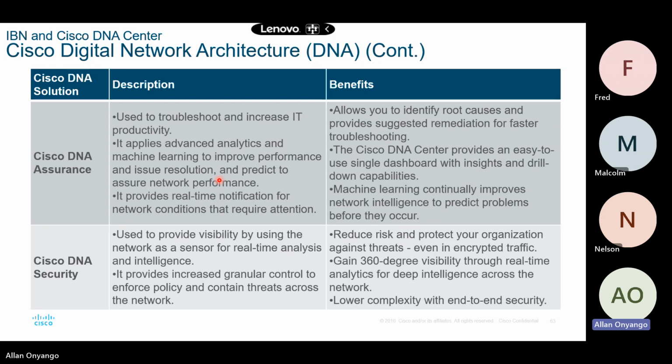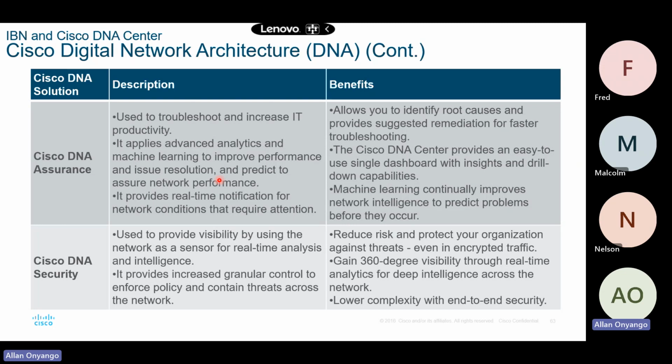And the machine learning will continuously improve the network intelligence and predict some of your network problems before they actually occur. Finally, as a solution, there is the Cisco DNA Security, which is normally used to provide visibility by using the network as a sensor for real-time analysis and intelligence of your network problems. It also provides increased control to enforce the organizational policy and contain threats across your network.